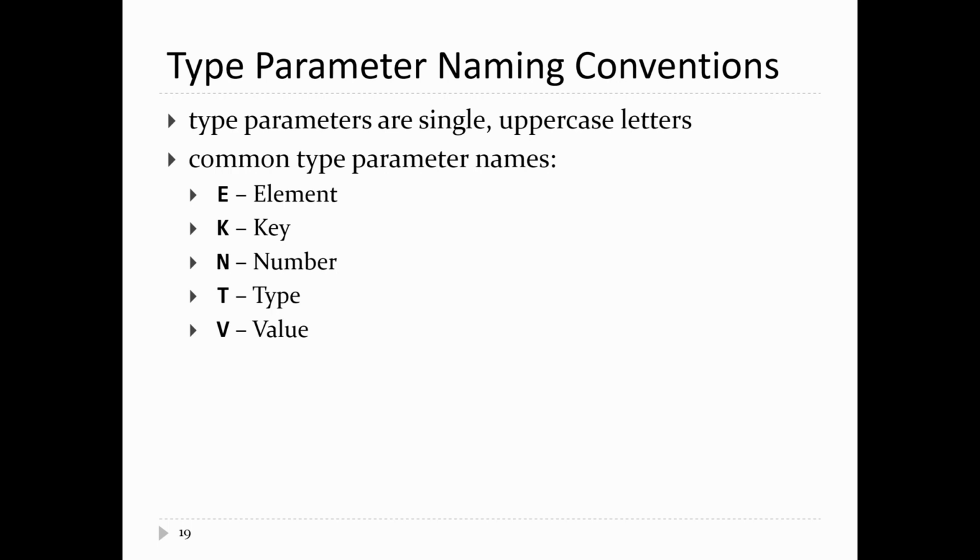If you have a collection of stuff, then the common name for the parameter is E for element. If you have a map, then K and V are used: one type for the key, one type for the value. If your type has only numbers in it, you can use N to indicate that it's a numeric type. And in general, you can just use T for the generic type name.